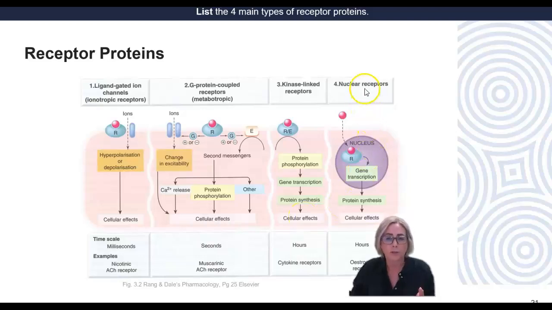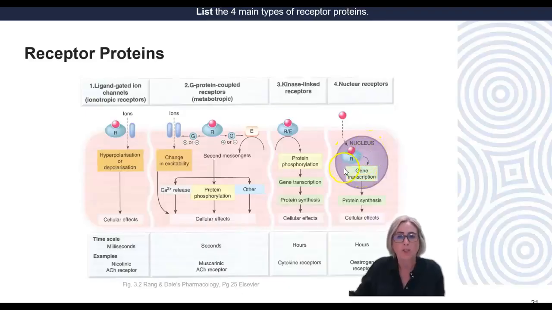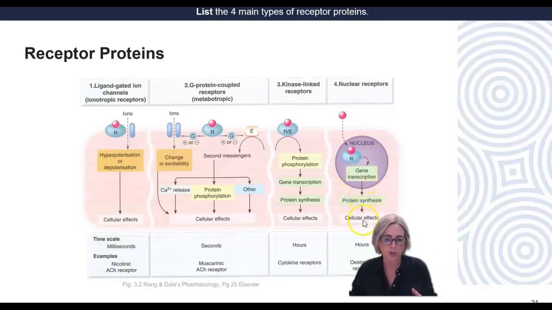And for these nuclear receptors, because they are intracellular, it's only really lipid soluble agonists that can freely dissolve and flow through the phospholipid bilayer. So the steroid hormones, for example. An example here is the estrogen receptor. So binding there of the agonist to that estrogen receptor, leading to gene transcription, protein synthesis then, which is the cellular effect.